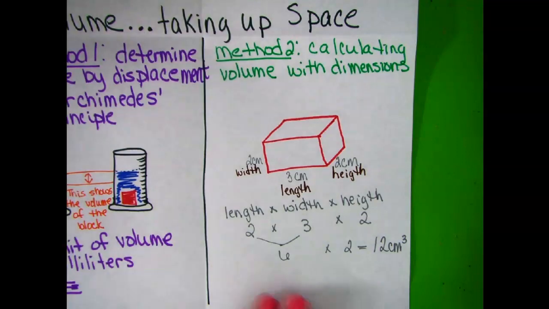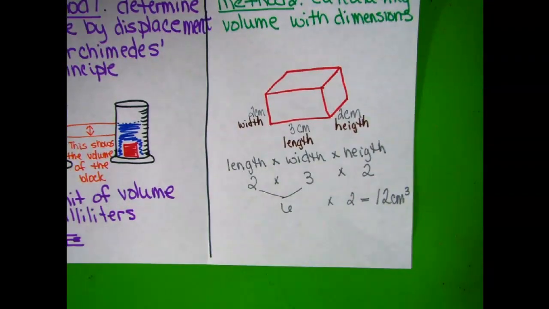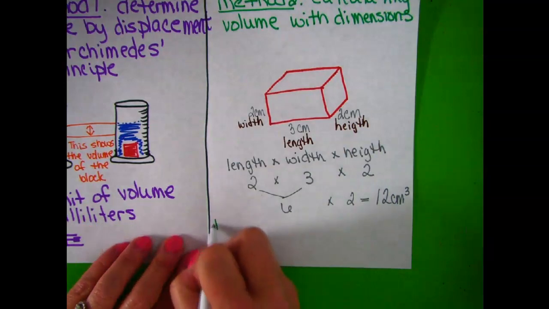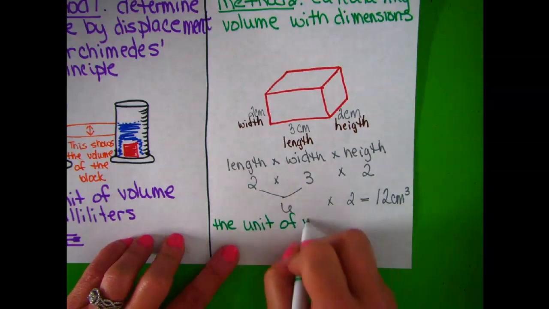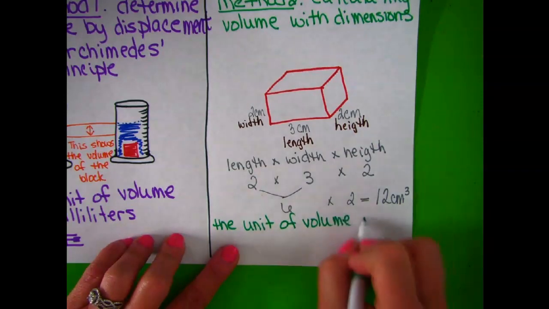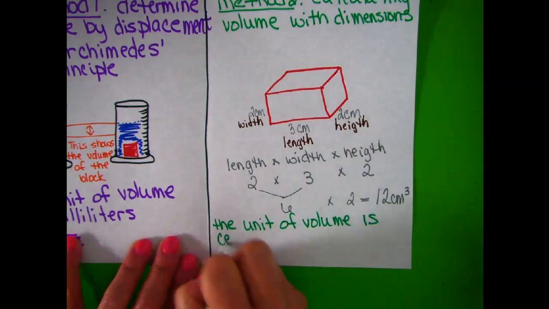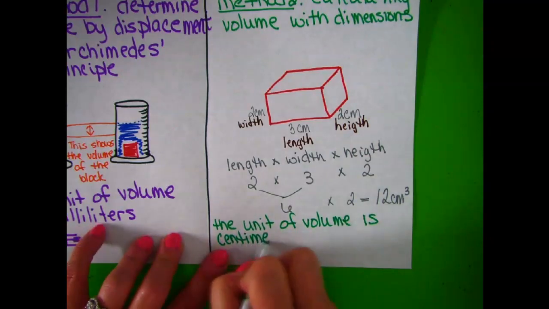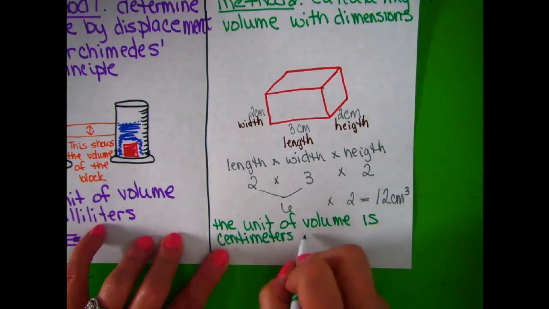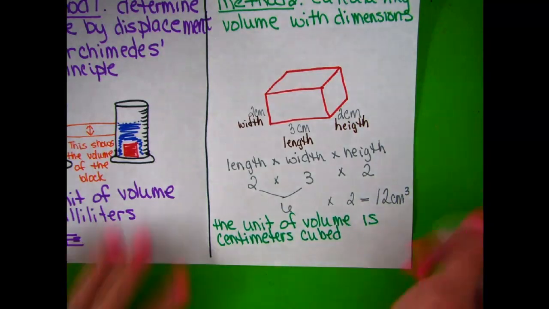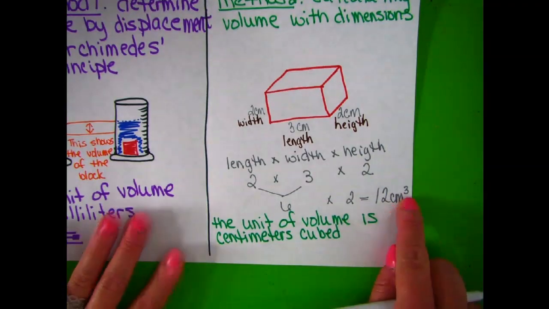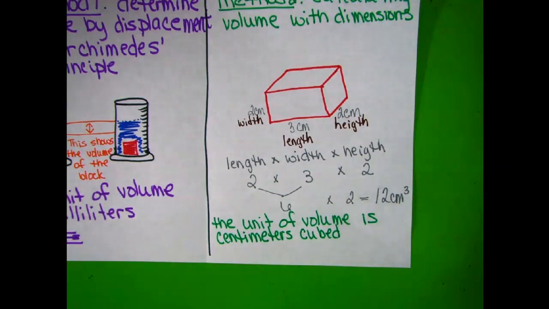All right, so the last thing I want to add down here at the bottom is that the unit of volume using method 2 is centimeters cubed. Centimeters cubed. So you see the centimeters cubed, or it's cubic centimeters.